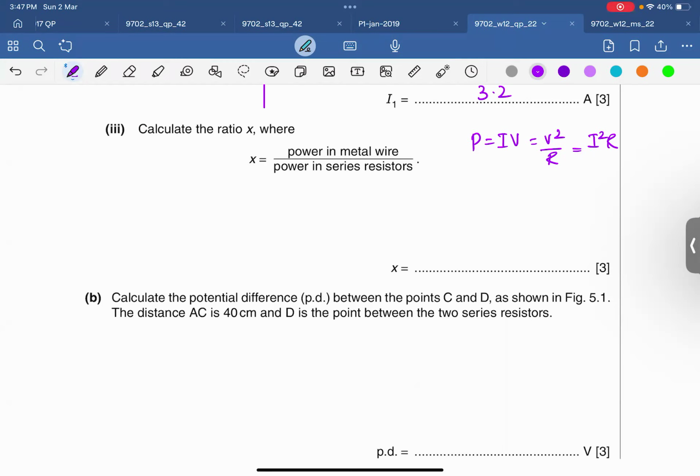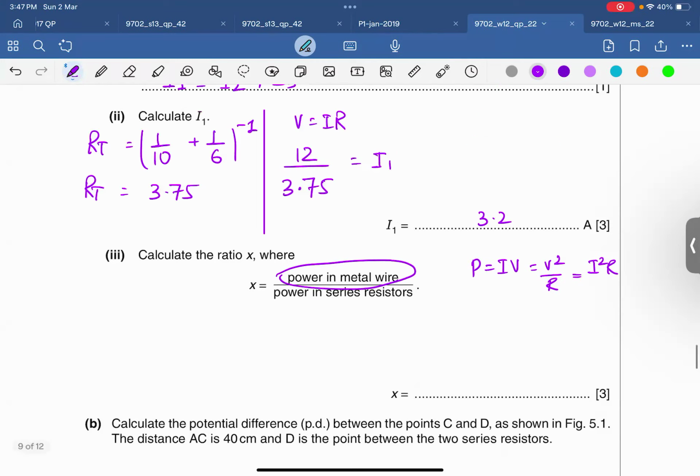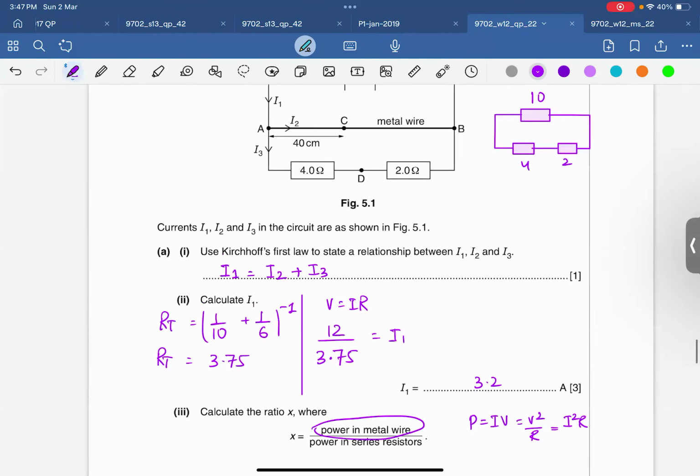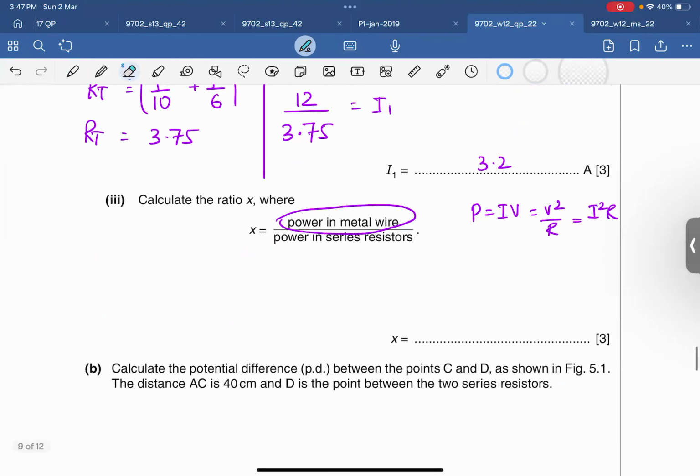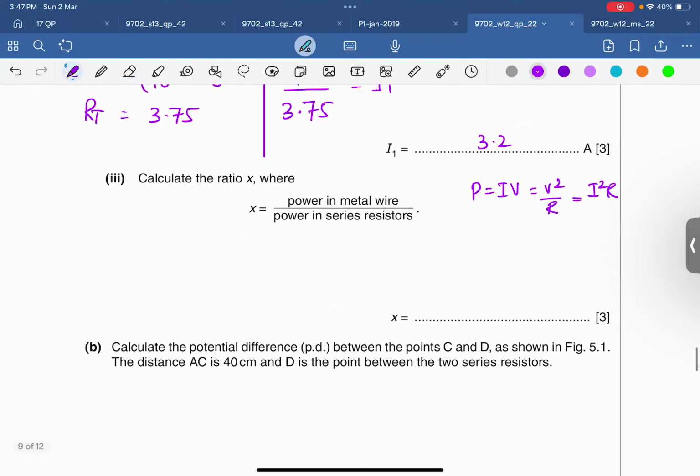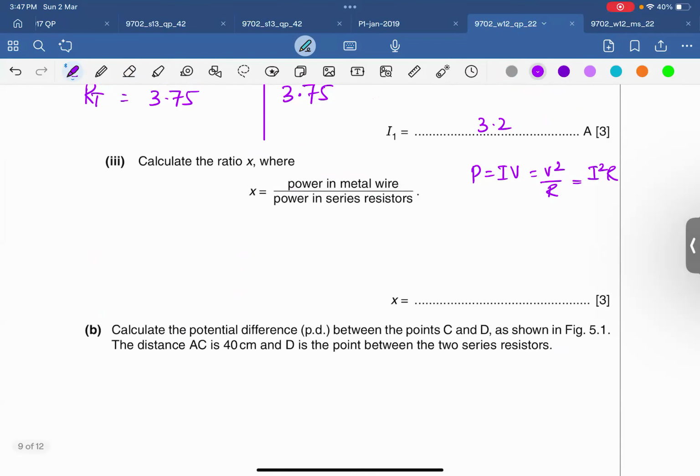I think IV then. Okay, but you don't know the current, so you have to do an extra step to find the current in the metal wire. If you're using any current formula, the problem is you should have I2 and I3 in order to use any I formula. Instead of that, just use V squared over R, and I'll explain why.